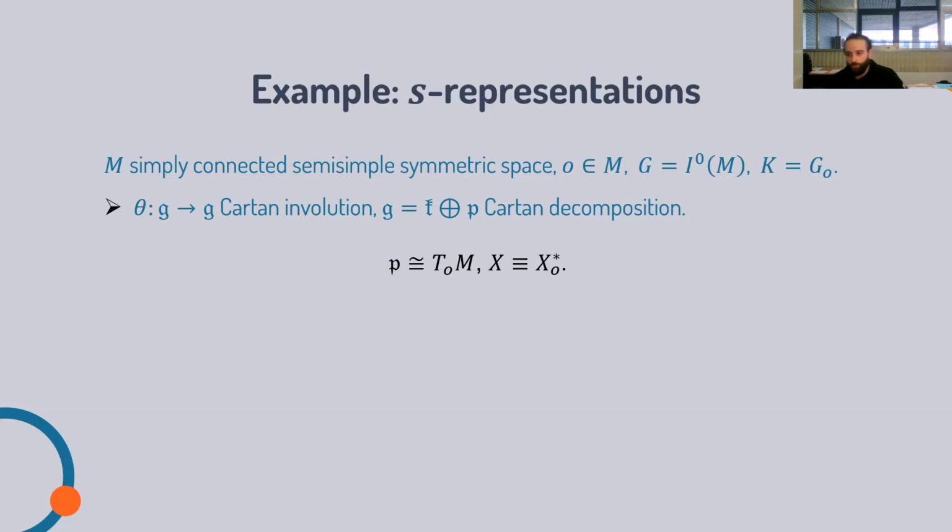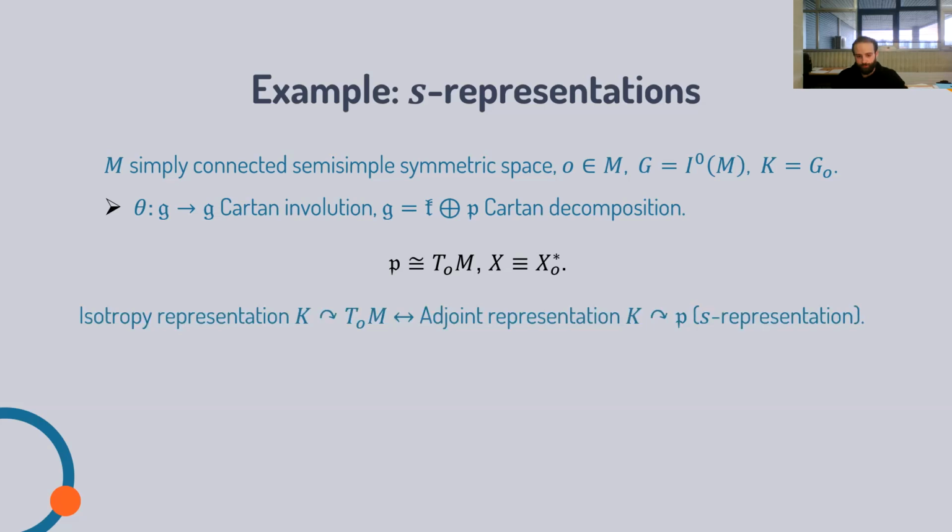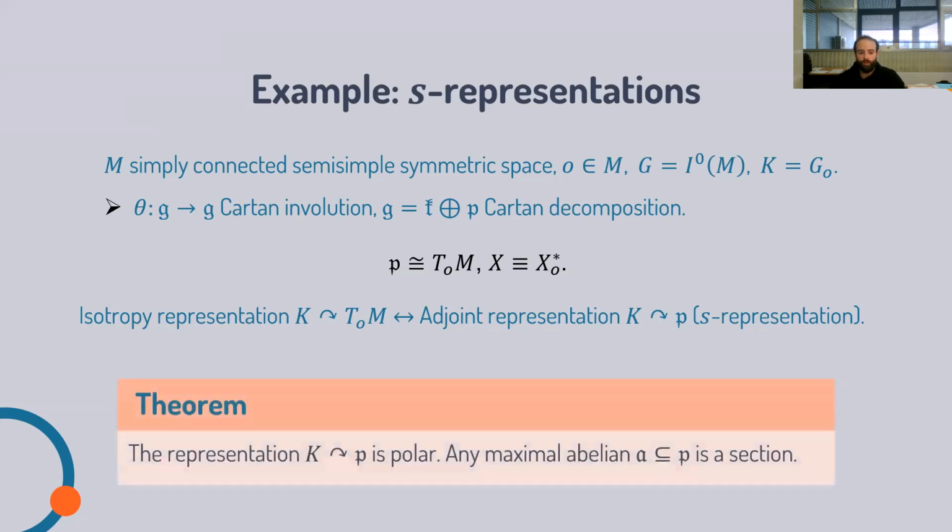So with this isomorphism, one can identify the isotropy representation of the compact group K over the Euclidean space T0 of M with the adjoint representation of K over the vector space P. And any such representation is known as an S representation. Well, it turns out that any such representation is always polar, and the sections of this action are precisely maximal abelian subspaces contained in P.